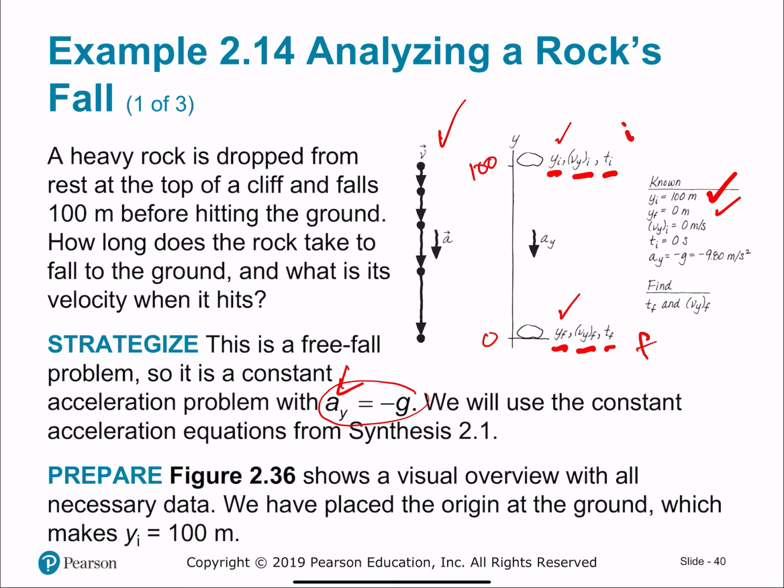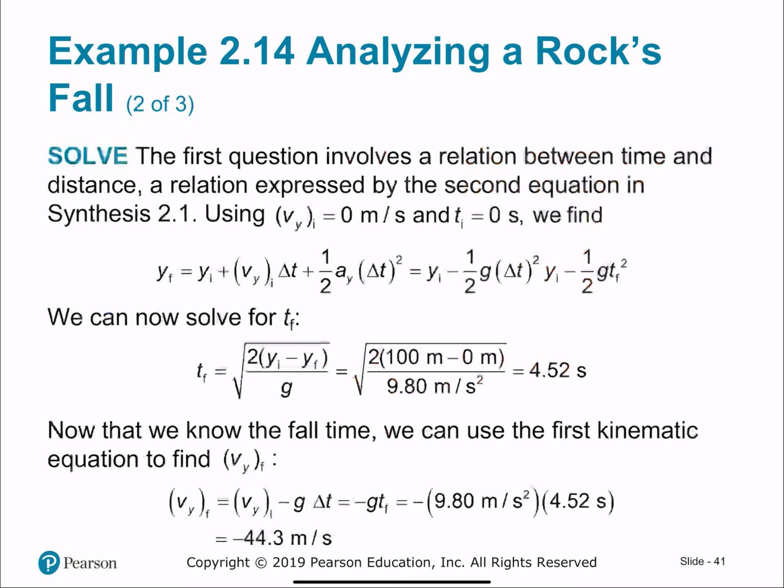So we start from rest. You're just dropping. You're not throwing the rock. So that means this is 0. So we know this guy. And the acceleration is minus 9.8. So we know this guy. We can always set the time equal to 0, so Ti is equal to 0. So we know this guy. And these are the things that we want to know. We want to know this guy here and this guy here.